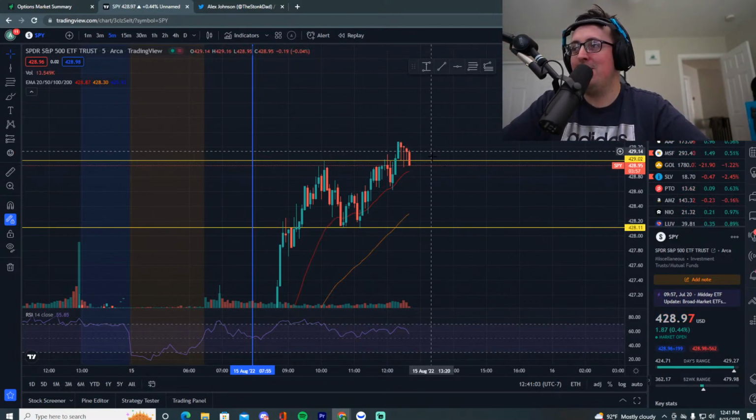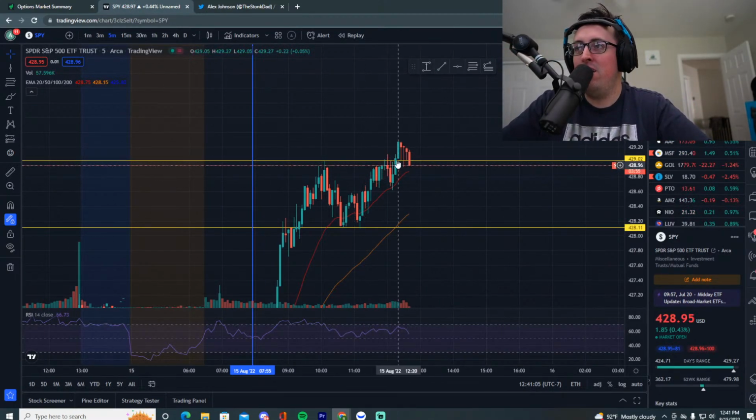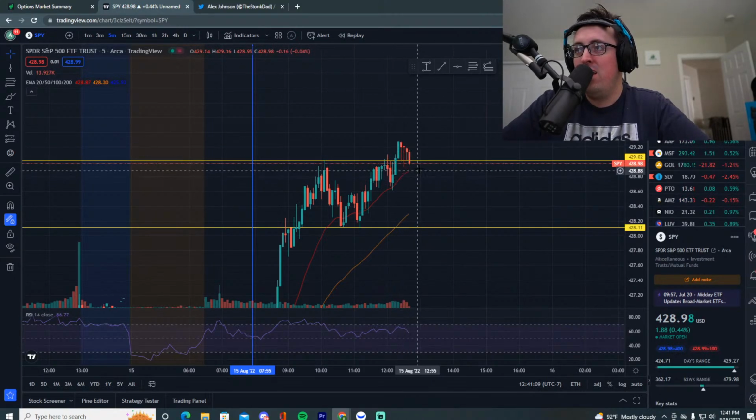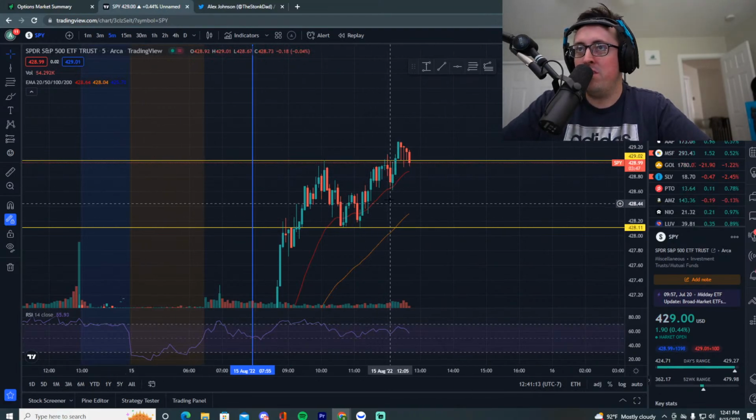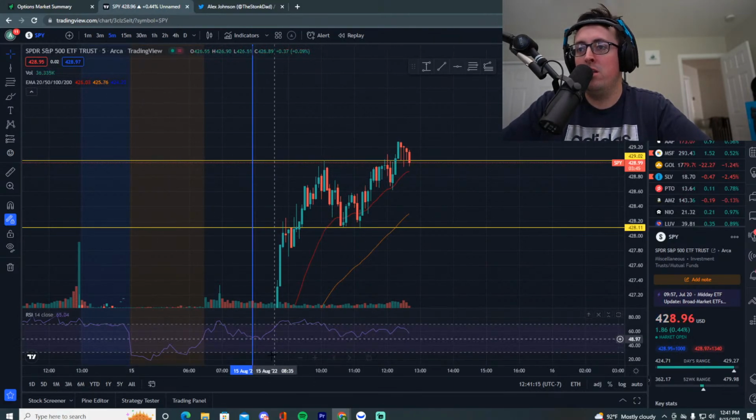Horrible. Okay, there's the break. There's the break of the support, because resistance became support after we broke. We're kind of breaking down below it, so we'll see. We'll see if we bounce off of this. Oh, this is the 20 EMA. Let me look at my Webull.